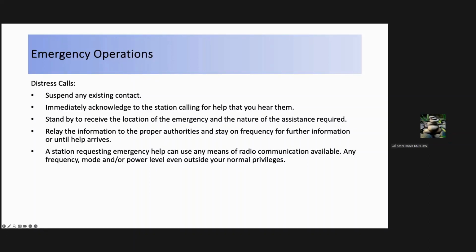The key with an emergency situation, if you're experiencing an emergency, is that you can request emergency help using any means of radio communication available. So any frequency, any mode, any power level, regardless of any license restrictions that you might have. So if you, for example, have a technician license and there's an HF radio nearby and you can get on to 20 meters and call for help on 20 meters, you just go ahead and do it. That is perfectly appropriate in an emergency situation.